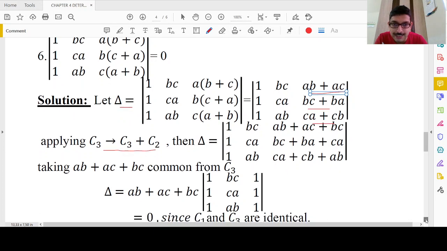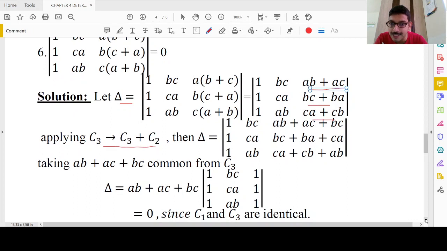Now here you can see that AB plus AC plus BC is common in the third column. All the elements have the common AB plus AC plus BC, so that can be taken out from the third column. When you take that out, AB plus AC plus BC will come out. Then the first column is 1, 1, 1, the second column will be BC, CA, AB, and the third column is 1, 1, 1.